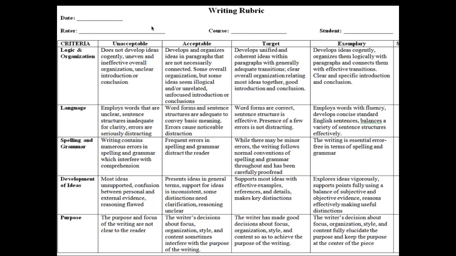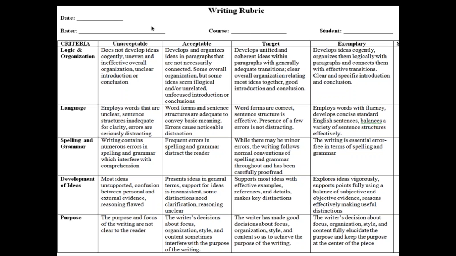Most ideas are unsupported. Presents ideas in general terms. Very confusing, both for myself as I'm looking at that. What is presents ideas in general terms as opposed to with effective examples? How we can take what they have here as the target, make those even tighter, and then not have an overly cumbersome wordy document like this, where we have words like adequate. We have words like unsupported. We have not necessarily connected. We just have a lot of terms that would be extremely vague that we can clean up much more efficiently.